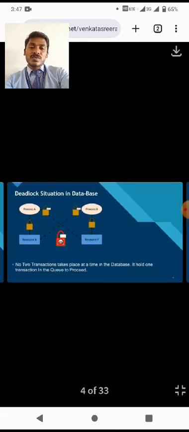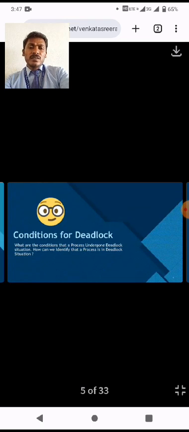Here is a deadlock situation in a database: it is not possible for two transactions to take place simultaneously at a single time on the same bank account. One transaction is held in a queue to proceed. There is definitely no possibility of making two transactions at the same time on a bank account or any account process.